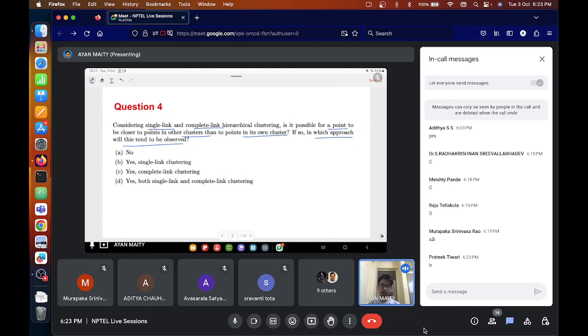Pratik Tiwari says option B, single link clustering. Aditya also says option B.